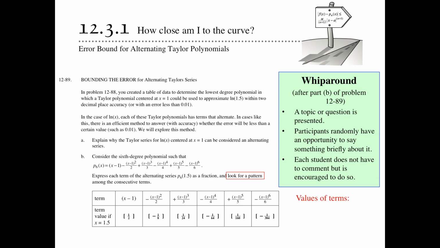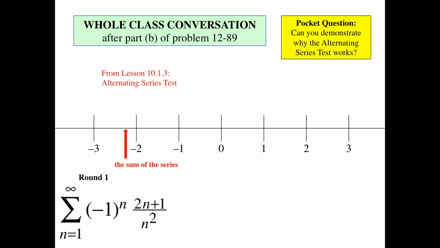Either way, teams should notice that the values of consecutive terms alternate between positive and negative numbers, and at the same time, their absolute values decrease. This should bring to mind the alternating series test lesson from back in Chapter 10, Lesson 10.1.3. In that lesson, your students played a game where, on a number line, they moved a playing piece back and forth towards the sum of an alternating series.